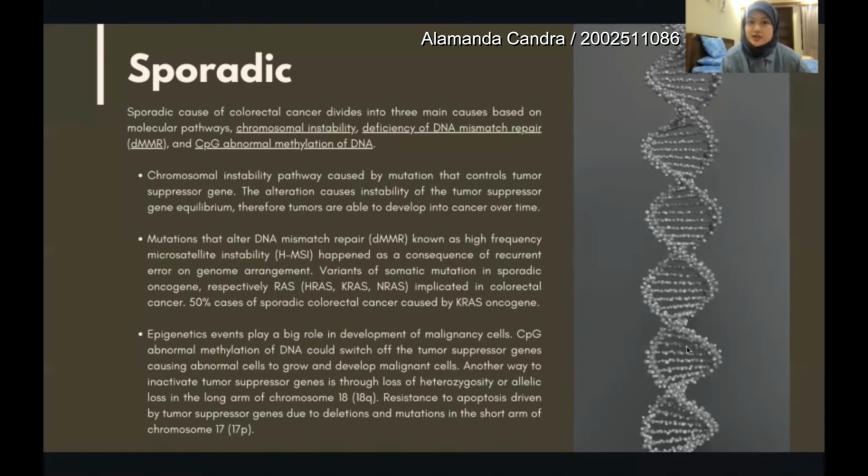The last one is that epigenetic events play a big role in the development of malignant cells. CpG abnormal methylation of DNA could switch off the tumor suppressor genes, causing abnormal cells to grow and develop into malignant cells. Another way to inactivate tumor suppressor genes is through loss of heterozygosity, or allelic loss, in the long arm of chromosome 18, or 18q. Also, resistance to apoptosis driven by the tumor suppressor genes occurs due to deletions and mutations in the short arm of chromosome 17, or 17q.